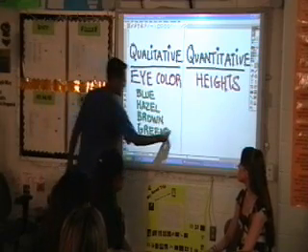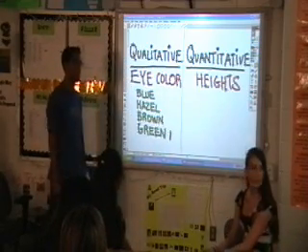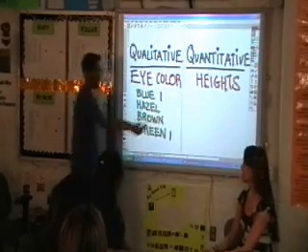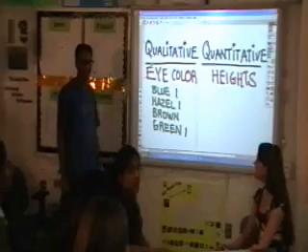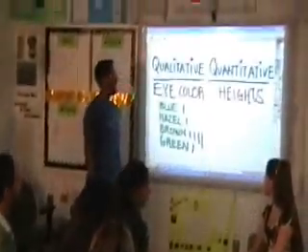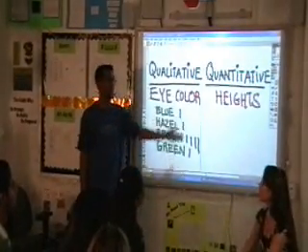Green. Ali? Blue. Jessica? Hazel. Vandana? Brown. Nabil? Brown. Simran? Brown. Carolyn? Brown. Okay, and now we're going to collect some more quantitative data points.